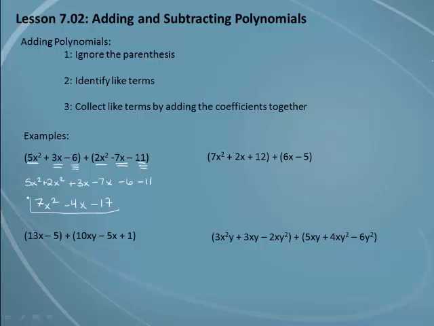Now I can't combine an x squared and a negative 4x because the exponent portions don't match and they have to match exactly. Here I'm adding a trinomial and a binomial. I have 7x squared. I don't have any other x squared, so I'll just write that one down by itself. I have 2x and 6x. And then I have 12 and negative 5. Since 7x squared had nothing like it, again, I just write it down. 2 plus 6 is 8, so that's 8x. 12 minus 5 is 7.